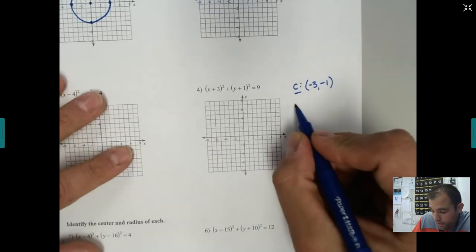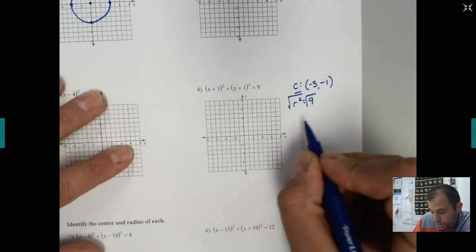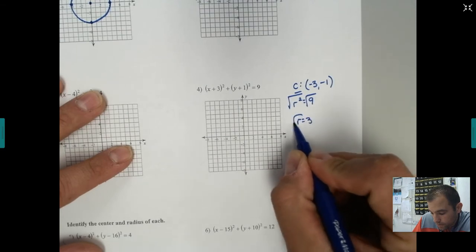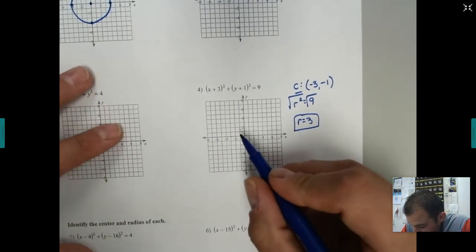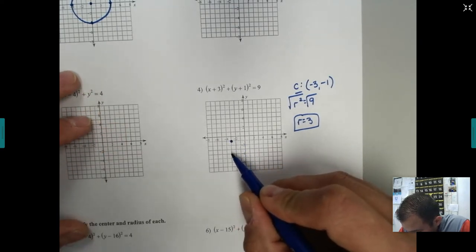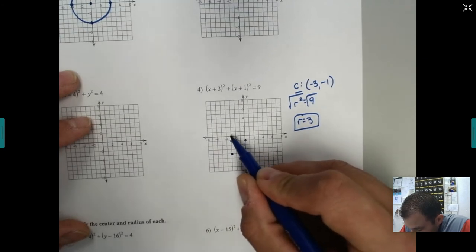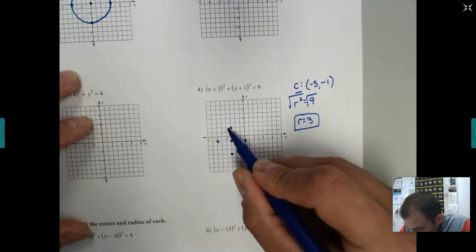All right, the radius in this case, r squared is 9, so we would square root it. So r equals 3. So we have our center and our radius. So if we wanted to graph it, -3, -1, then you go down 1, 2, 3, left 1, 2, 3, up 1, 2, 3, and right 1, 2, 3. And then we connect the dots.